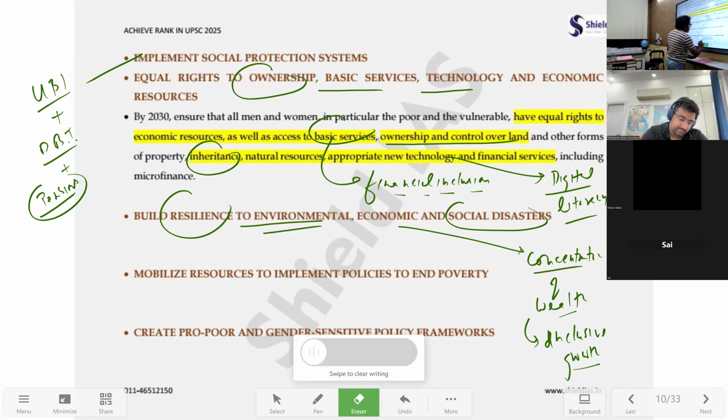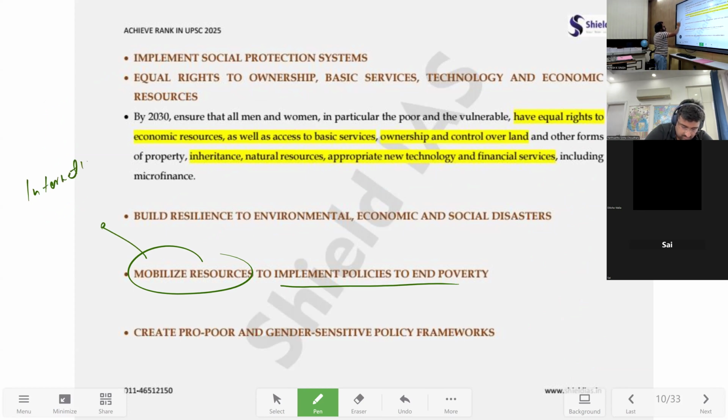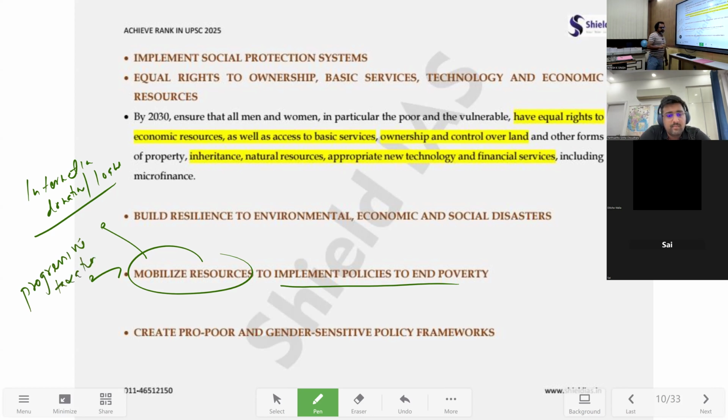Now, the next thing required for reducing poverty is what this point is saying: mobilize resources to implement policies to end poverty. Now, where to mobilize resources? It can be through various international donations or loans, which can be through international financial organizations, or soft loans given by various countries, development assistance given by the developed world, or it can be through progressive taxation. Various countries have progressive taxation where the rich are taxed more.